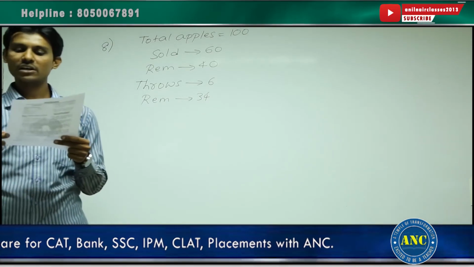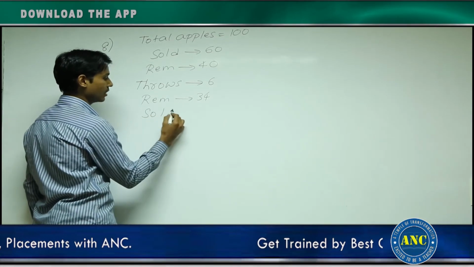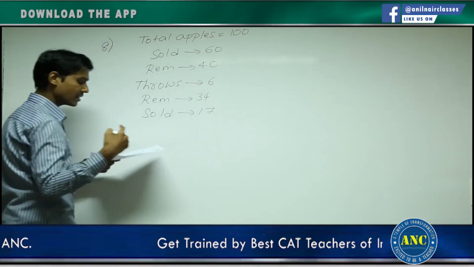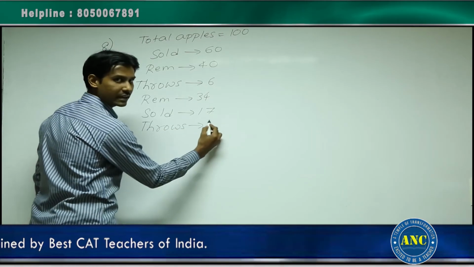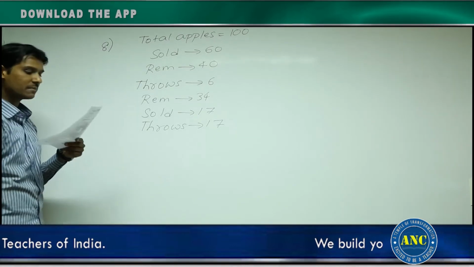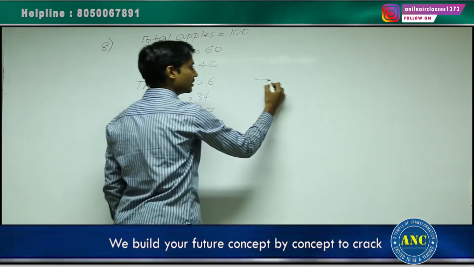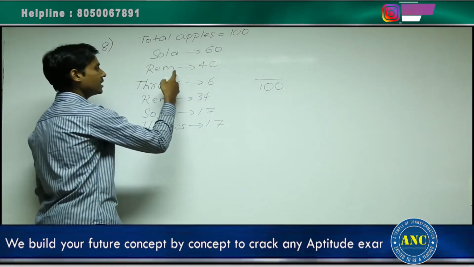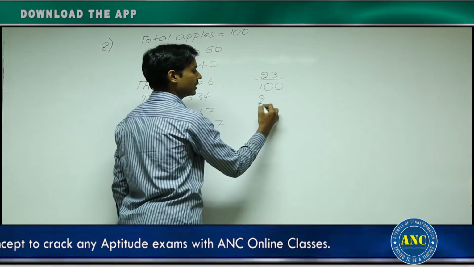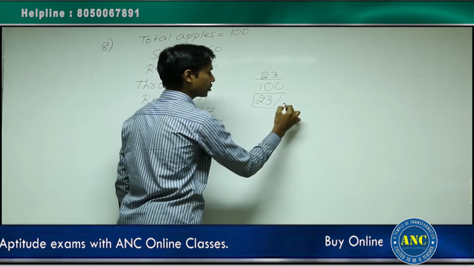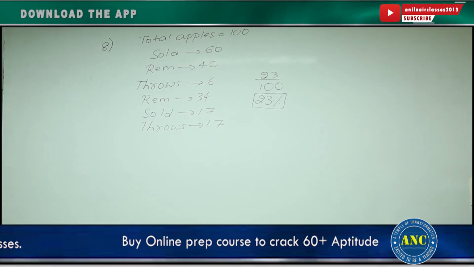Next statement. Next day he sells 50% of the remainder. 50% of 34. Again he sold 17 apples and throws away the rest. Again he throws another 17, right? What is the question? What percent of the apples does the vendor throw? Out of total 100 apples he had, how many apples he threw? Here he threw 6 apples. Here he threw 17 apples. Totally 23 apples he threw. 23 by 100 is 23%. Totally 23% of the apples he threw away. Right?